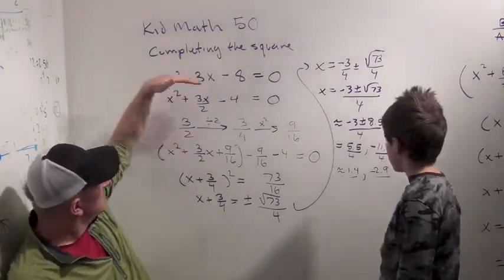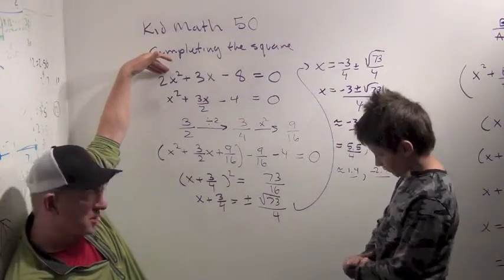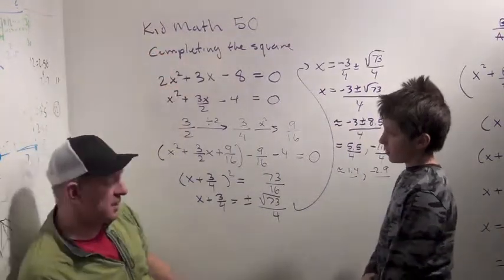Okay, so dealing with the coefficient in the front that's not 1 is actually pretty easy. You just divide the whole equation by it.